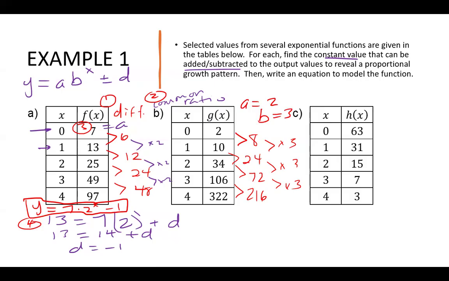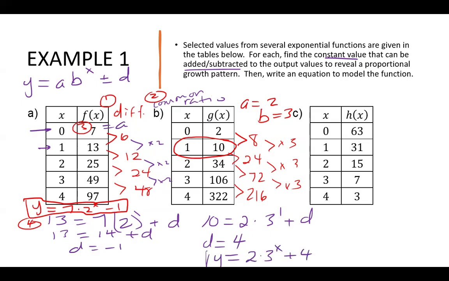Choose any point other than that one, right? Again, why would you choose large numbers? I don't know, because you're weird, maybe? And you just like to give yourself more work? Choose smallest numbers possible, right? So I'm going to use 1 and 10. So we know that 10 has to equal 2 times 3 to the 1 plus D. So based on this, D has to be what? 4. So our equation should be y equals 2 times 3 to the x plus 4.